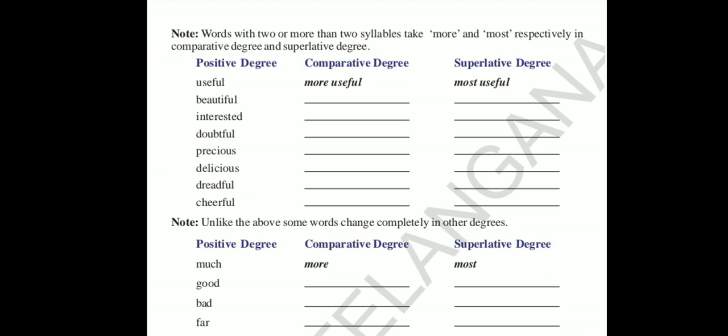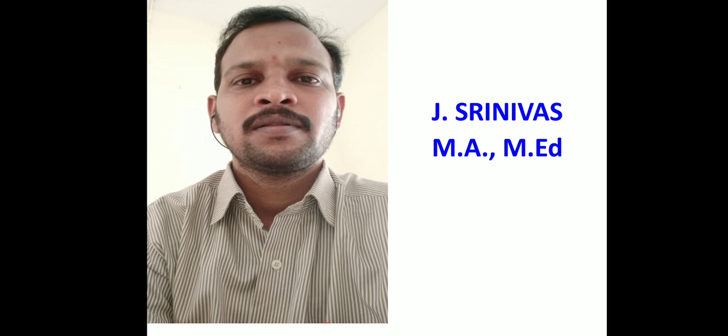Dear children, try to write what is the comparative adjective and what is the superlative adjective. This is your post test. And note, unlike the above, some words change completely in other degrees: positive degree, comparative degree, superlative degree. The first one is done for you: much, more, most. Now try to complete the remaining.